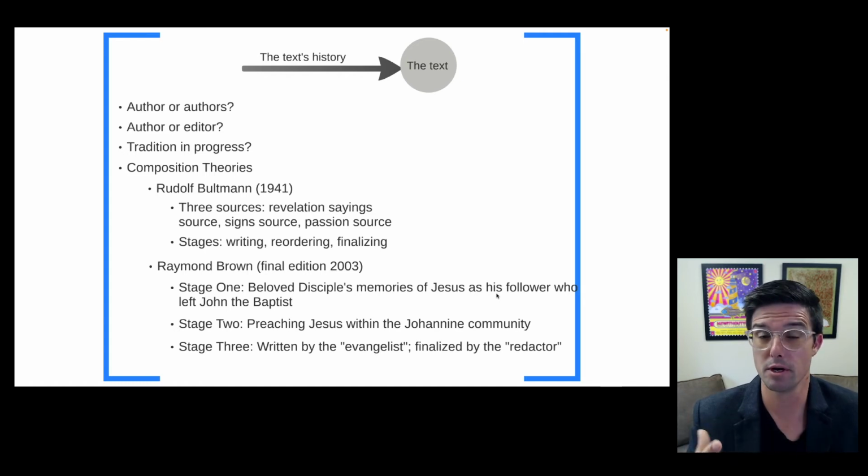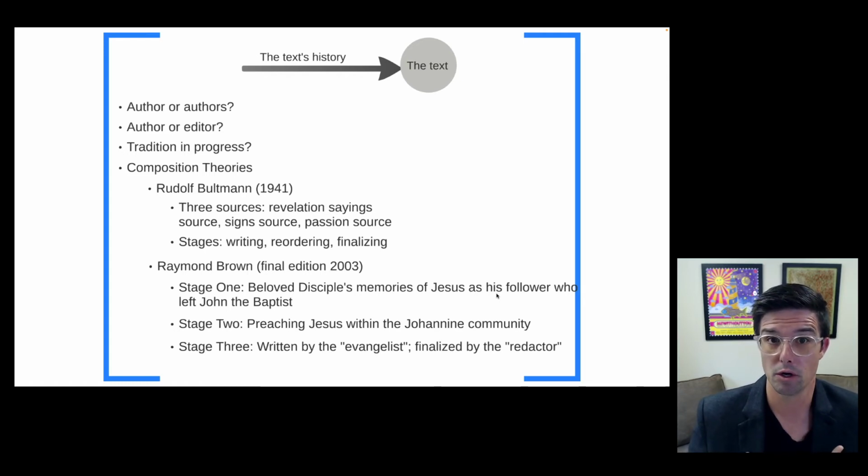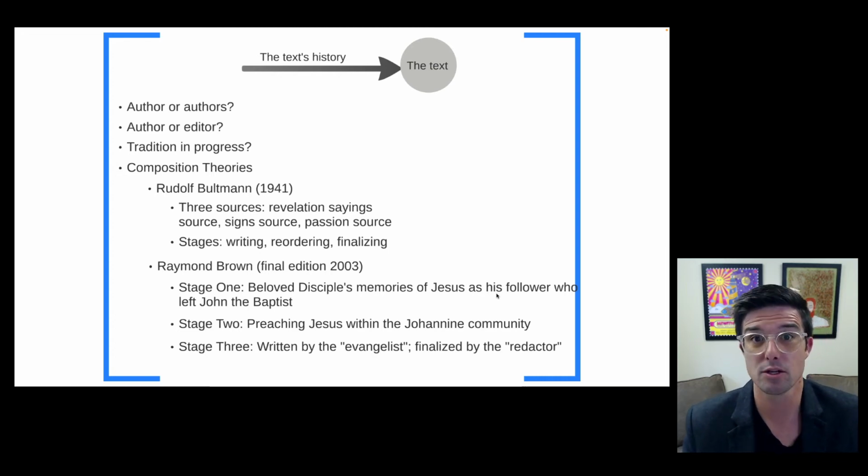And then from there, the beloved disciple becomes a sort of pillar in the Johannine community, that his own memories and preaching were given and then passed along in sort of an oral form by him and by others, until then later in stage three, that these memories were written down by the evangelist, who is not the same person as the beloved disciple.